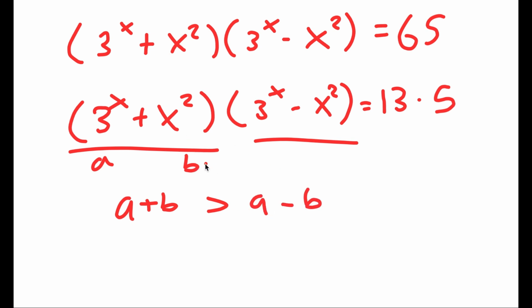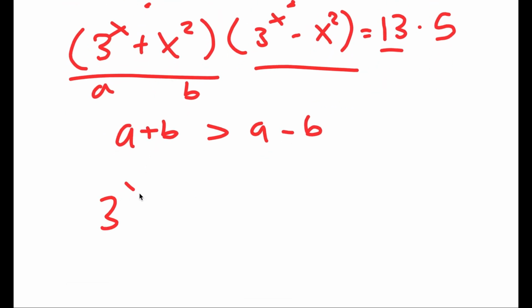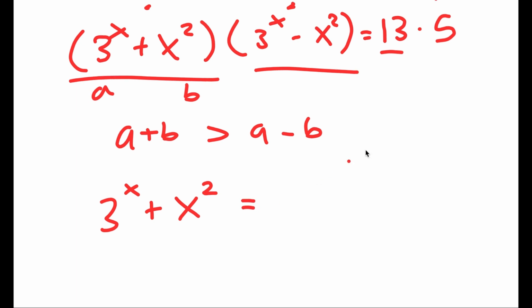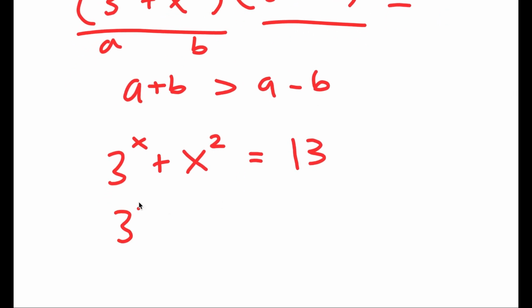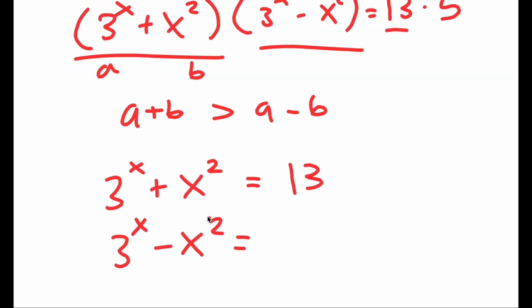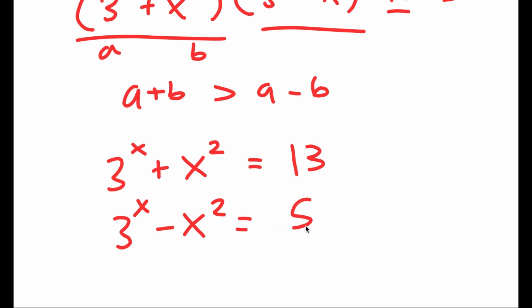We know that. Meaning, notice how we have something in the form a number times another number is equal to a number times another number. Well, the greater number over here is 3 to the power of x plus x squared, and the greater number over here is 13. So we can set them equal to each other. And we can also set 3 to the power of x minus x squared and 5 equal to each other.